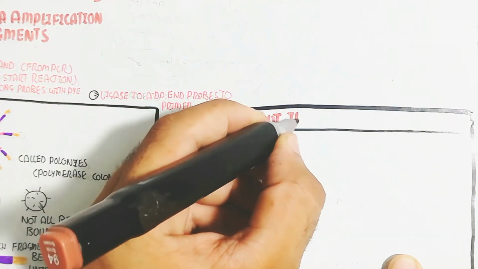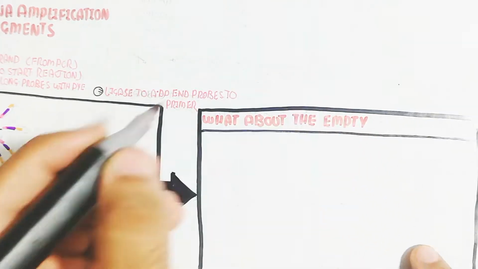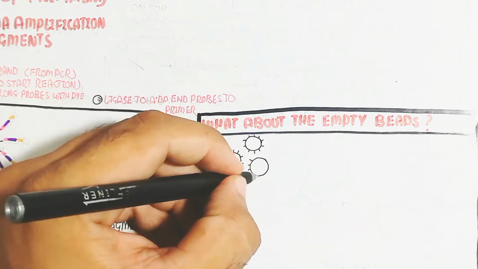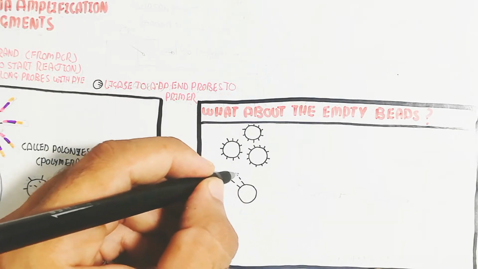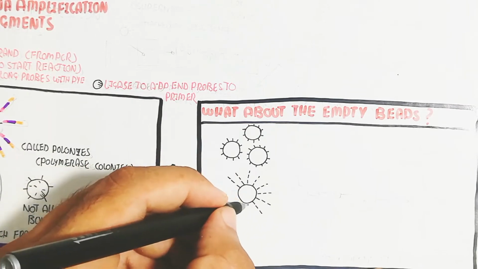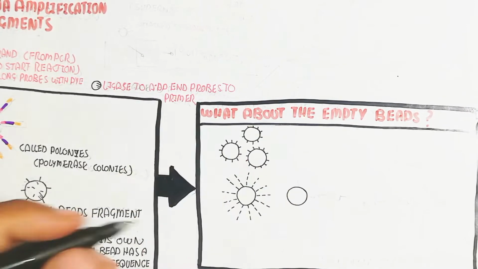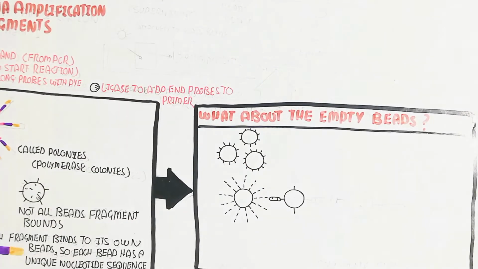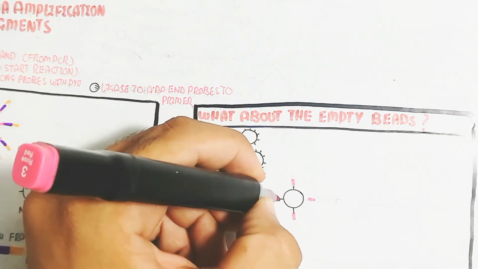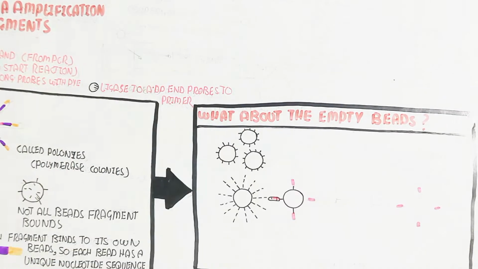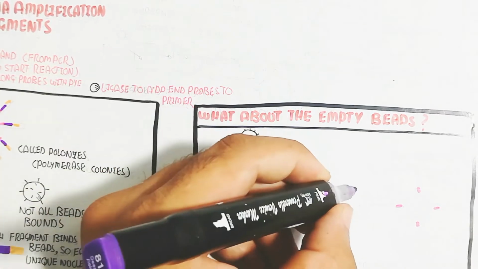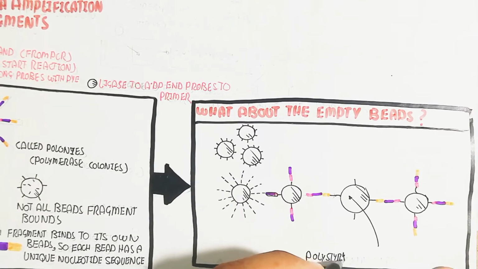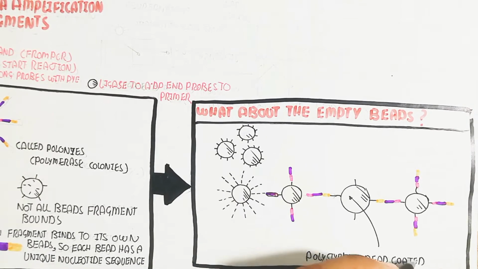So what about the empty beads? The empty bead is different, it is a polystyrene bead coated with the P2 adapter. Here you can see the non-bound beads, and this is the bound beads, which will be bound through a P1 adapter, while the polystyrene bead coated with the P2 adapter will bind via the P2 side. So the 3' end can bind the segment.